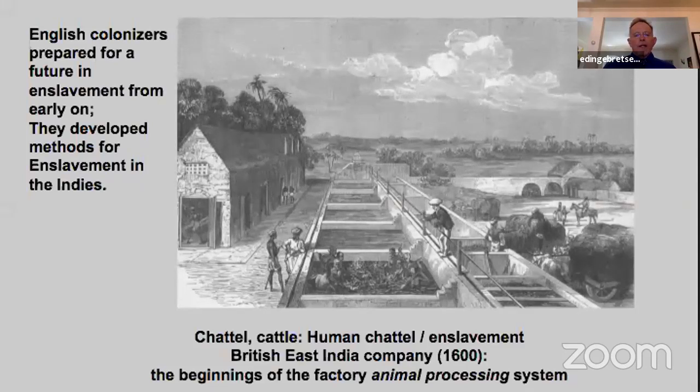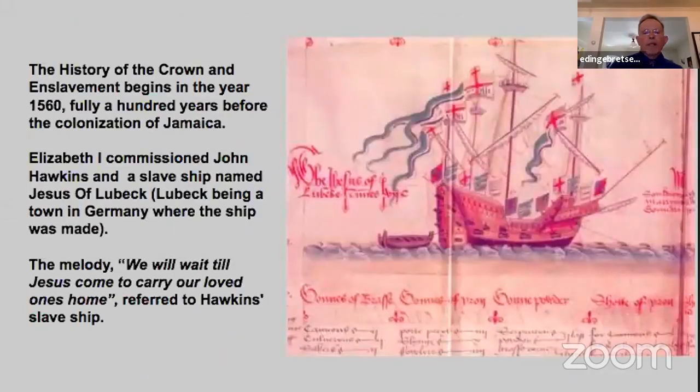In the East African and the East Indian societies, you see here the first example of what I would call chattel, or cattle, the beginnings of the factory animal processing system. And this is back to 1600 on the other side of the world. Elizabeth I, they talk about the Virgin Queen and what a triumphant time in England it was. The history of the crown and enslavement begins in and about the year 1560, fully 100 years before the colonization of Jamaica.